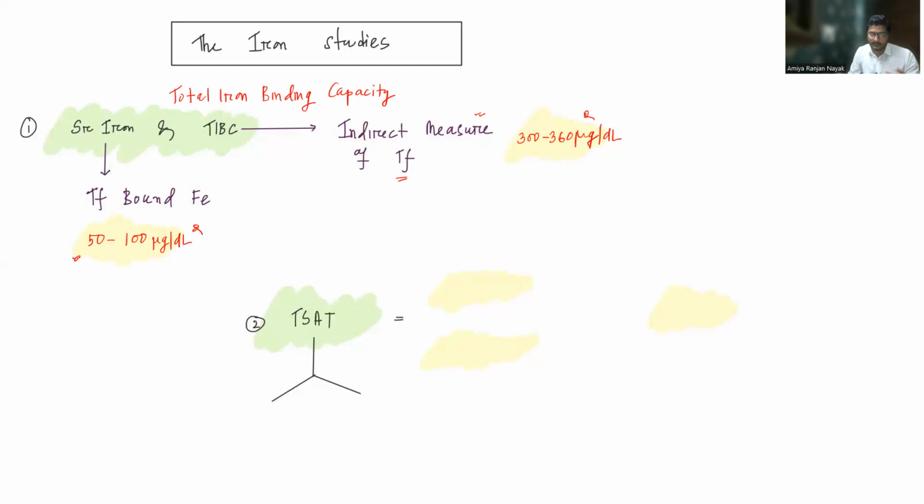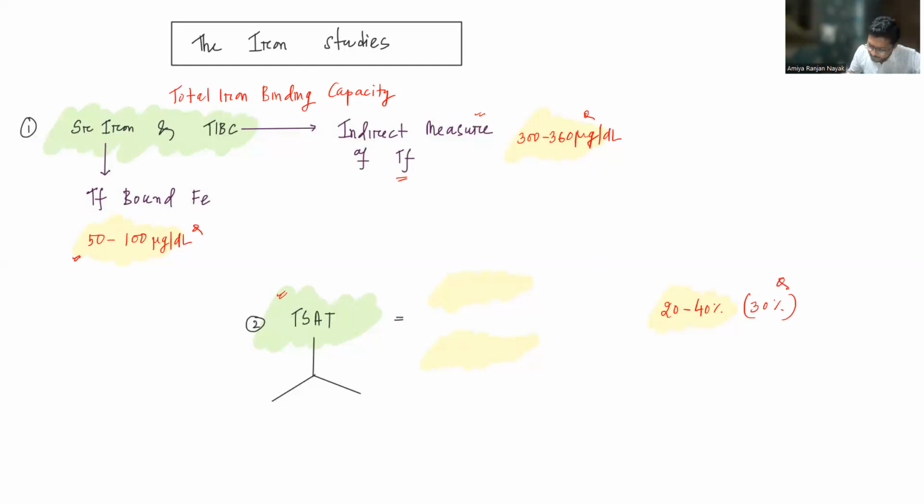That is known as the transferrin saturation. T-sat means the transferrin saturation, that is, how much transferrin is saturated with iron. So normal transferrin saturation is around 30%, and if you take the range, it is around 20 to 40%. These are all important normal values that you have to remember.